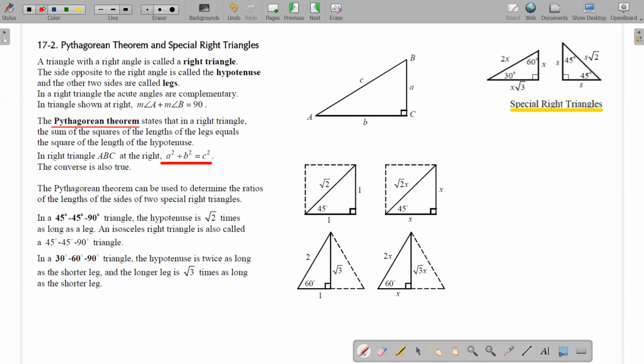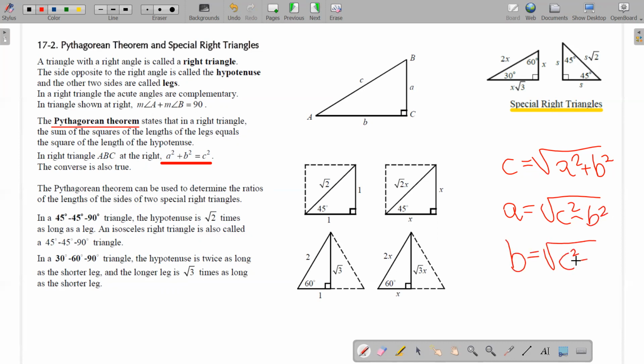We can use this formula to find C, which will be C equals the square root of A to the power of 2 plus B to the power of 2. But we can also use it to find A, which is the smaller side, which would be the square root of C to the power of 2 minus B to the power of 2. The same for B: C to the power of 2 minus A to the power of 2. Those are all formulas coming from this theorem, okay?